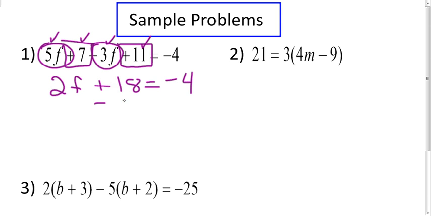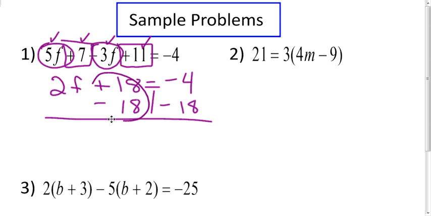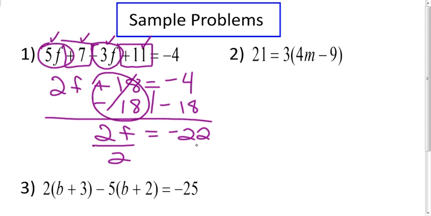We can subtract the constant on the variable side. Because of the additive inverse property, this will zero out this constant. I'm left with 2f equals negative 4 minus 18, which is negative 22. You can divide both sides by 2, and f is equal to negative 11.